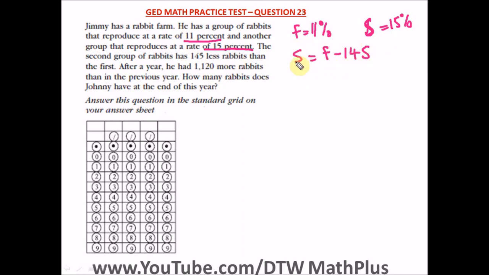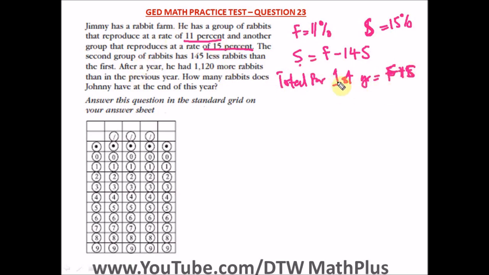So we have this now. This is the amount of the second group. So what is the total amount of rabbits for the first year? Because it said after a year, it means there was a total amount of rabbits for the first year. The total amount of rabbits for the first year is simply S plus F. It's as simple as that. Or you just say it's the first group plus the second group. We're trying to interpret this question.